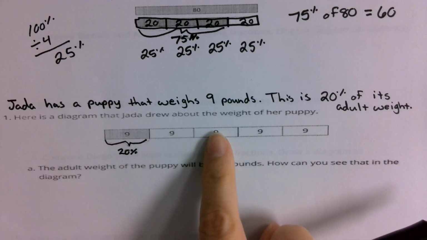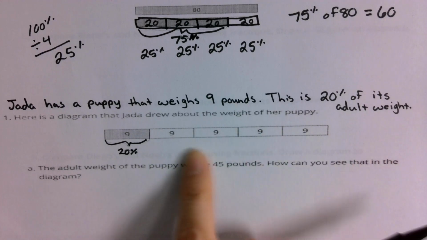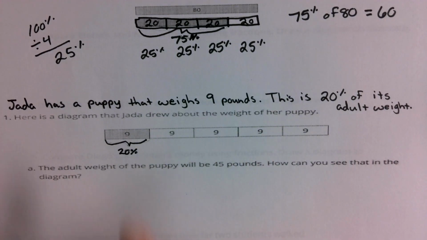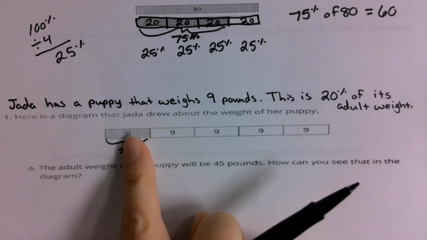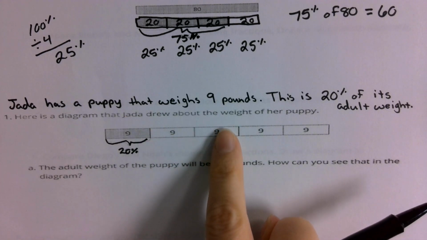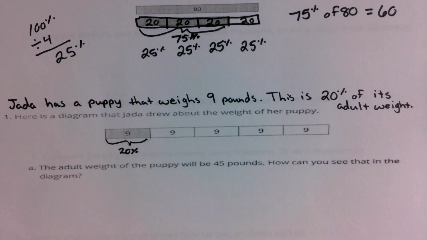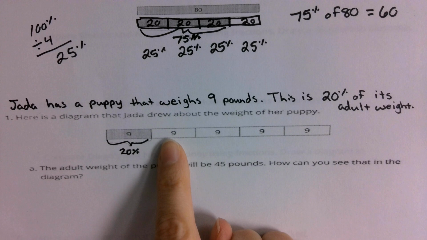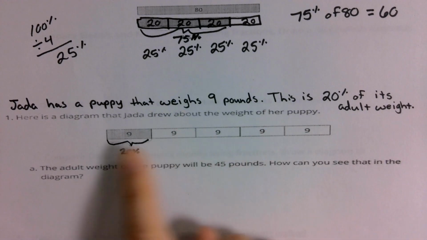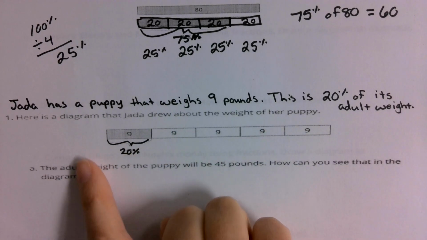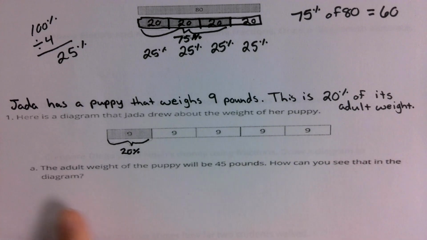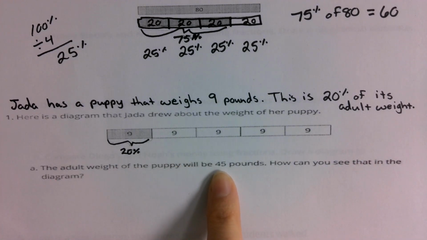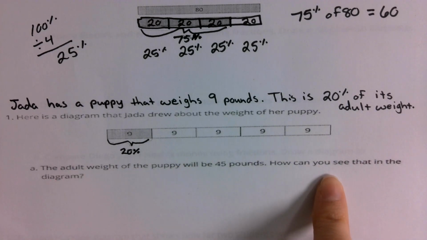How did I know to add a few more of these onto here? I only know that 9 pounds is 20%. How do I know to add 4 more of these boxes onto it, Jeffrey? Because you have to get to 100%. So this is 20, this is 20, 20, 20, 20. And when we count it all up, it equals 100%. So the adult weight of a puppy is 45.